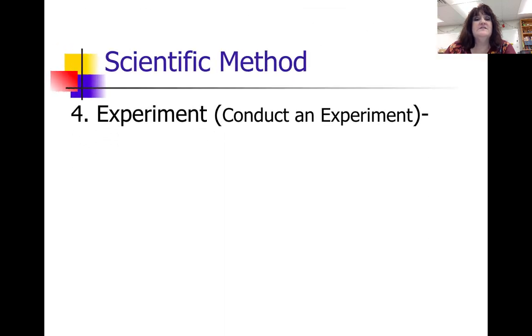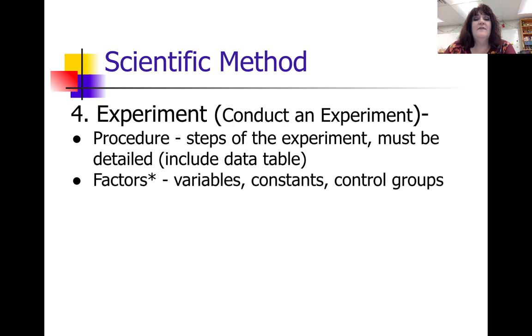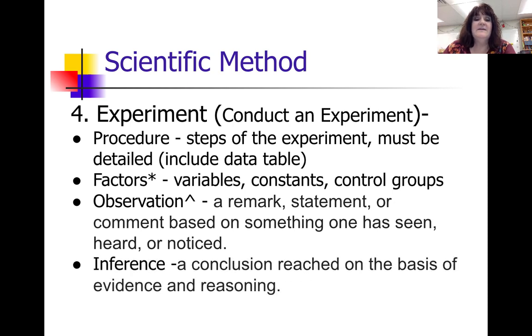Part 4 is the experiment, where you actually conduct an experiment. There are 4 parts to this experiment. The procedure: these are the steps of the experiment, and they have to be very, very detailed. The factors: the variables, constants, control groups, etc. Observations: a remark or statement based on something you see, hear, or even notice. And inferences: a conclusion reached on the basis of evidence and reasoning.